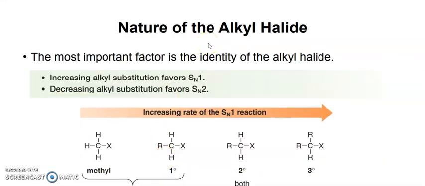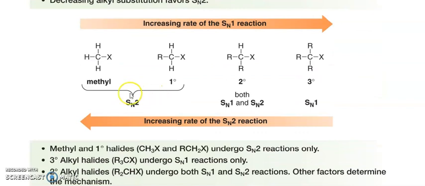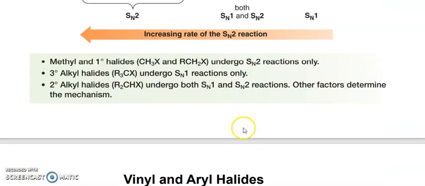Nature of alkyl halides. The most important factor is the identity of the alkyl halide. Increasing alkyl substitution favors SN1. Decreasing alkyl substitution favors SN2. So you can see here methyl: SN2; 2 degree: both SN1 and SN2; 3 degree: SN1. Increasing rate of SN1 reaction, and increasing rate of the SN2 reaction.